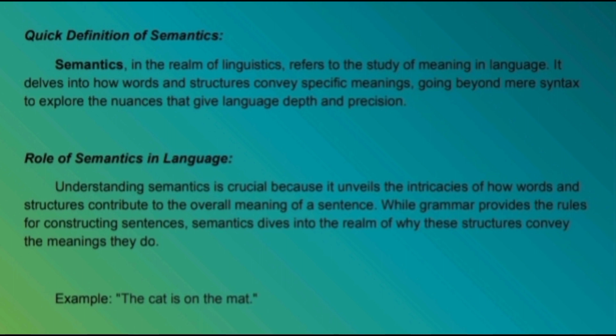In this example, the combination of grammatical rules and semantic components allows us to convey not only the structure of the sentence, but also the specific meaning that a cat is located on a mat. Understanding both aspects is crucial for effective communication, as deviations in either grammatical structure or semantic interpretation can lead to misunderstanding.